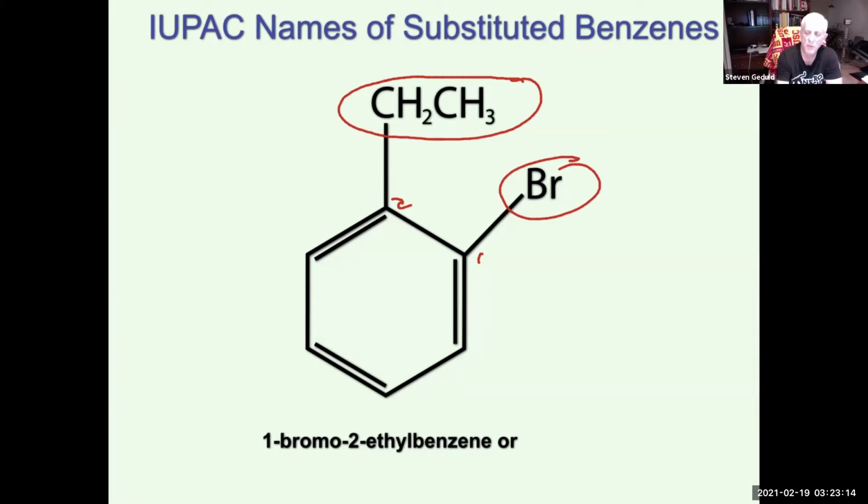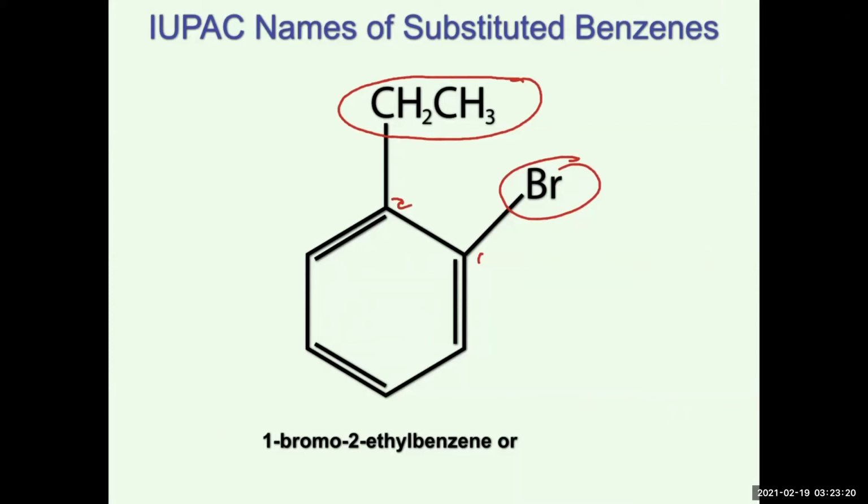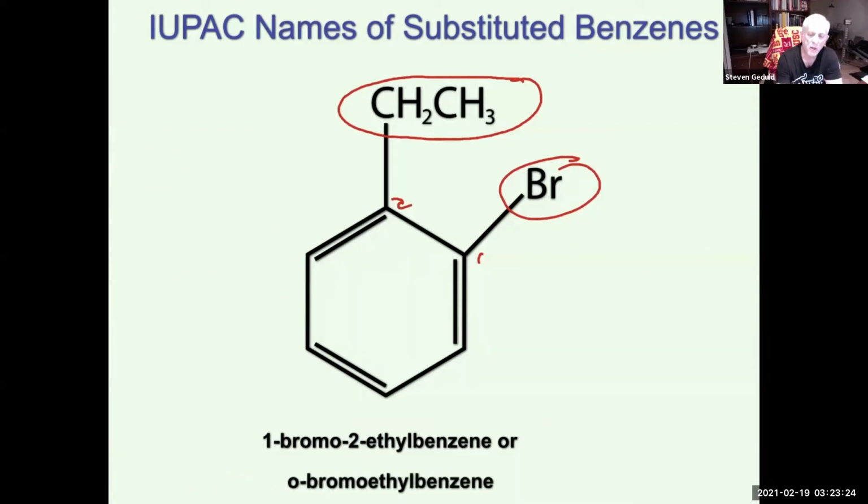Or what position is this? Is this an ortho, meta, or para? Ortho. It's a 1-2 position. So you could also call it ortho bromo ethyl benzene. That means there's a bromine group at number 1, ethyl group at number 2, because ortho is a 1-2 relationship. So you could either say 1 bromo, 2 ethyl benzene, or ortho bromo ethyl benzene.